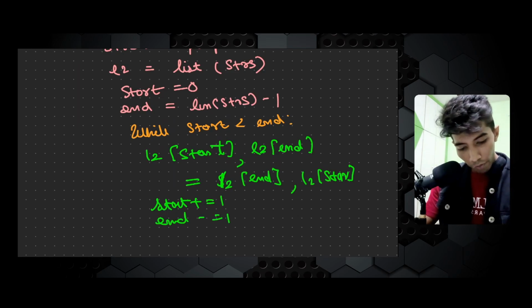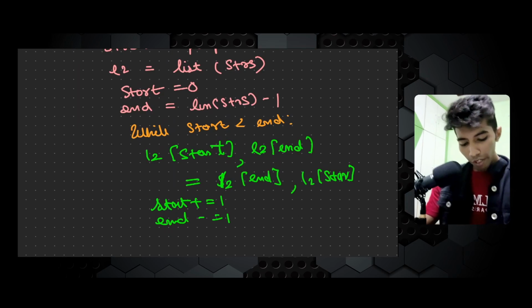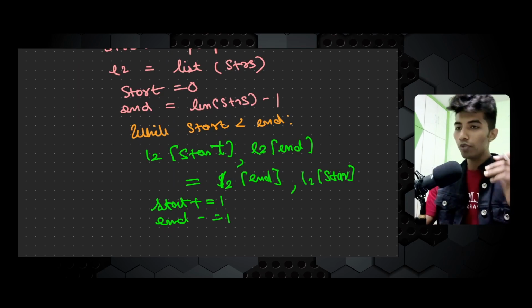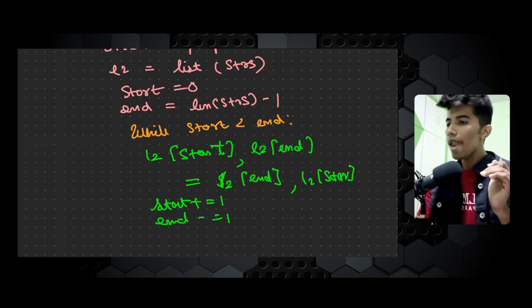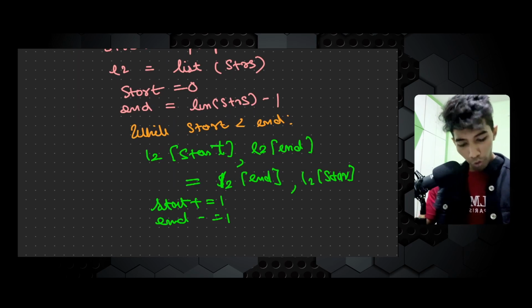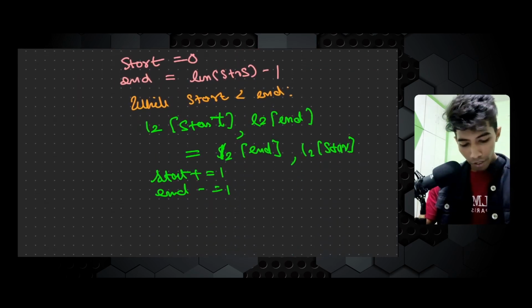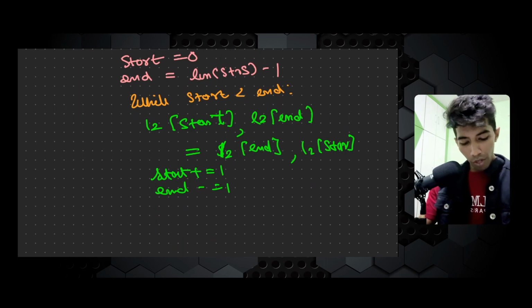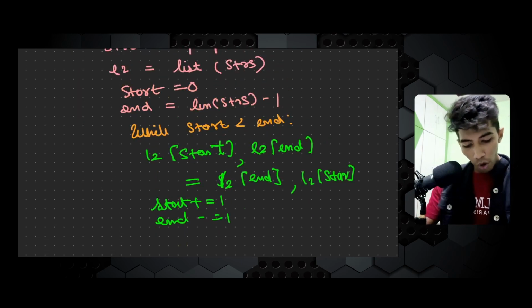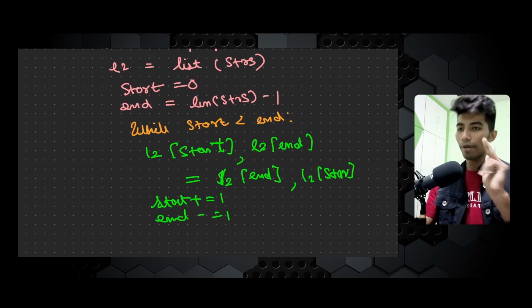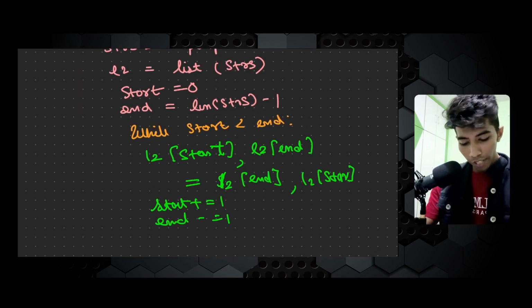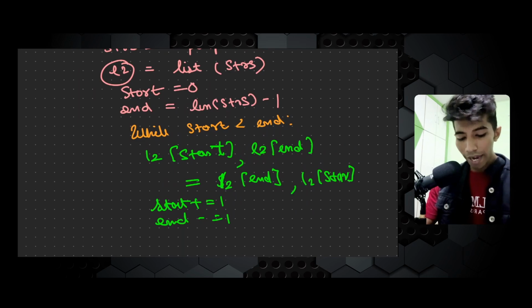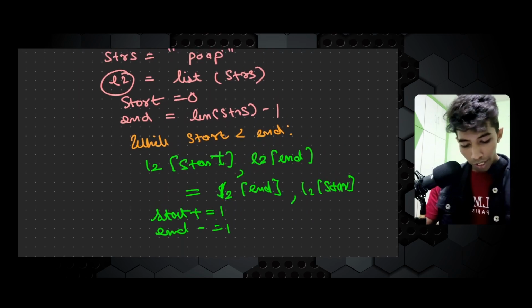And after that, what do you have to return? Because you have done the swapping operation and you are just incrementing and decrementing the pointers, you have done this thing successfully. Now you have got your swapped answer. Now you have to convert this L2, which is your list, into a string.